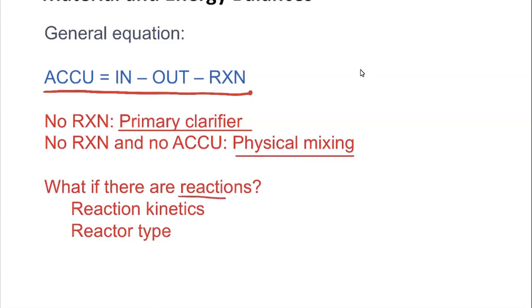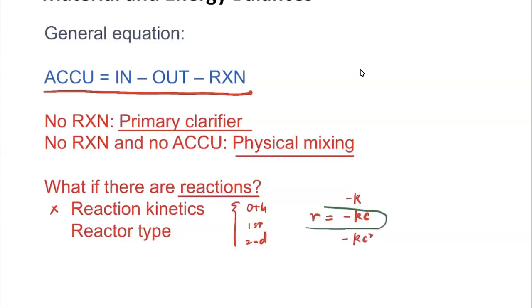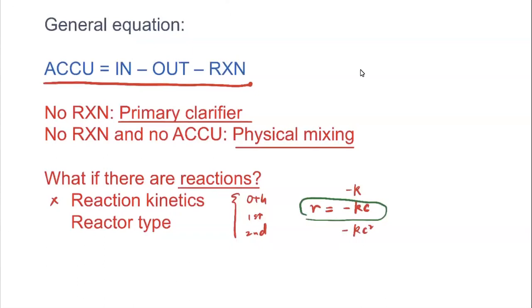But by incorporating the reactions, what that means is we need to incorporate the reaction kinetics. So this goes back to the contents of our last class. We have the zeroth order, first order, second order reactions, right? Everything is related to the reaction rate, which is minus Kc, right? Or just minus K or minus K squared, right? But as we said, the most common reaction we're going to deal with is the first order reaction. The rate is equal to minus Kc, okay?